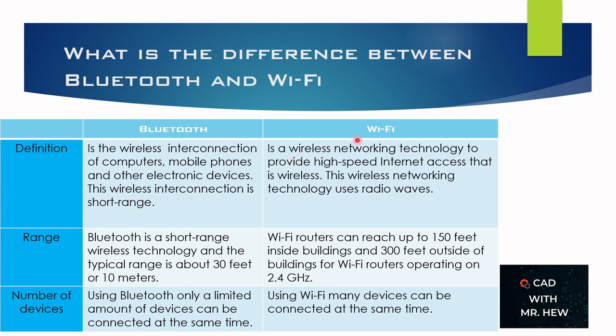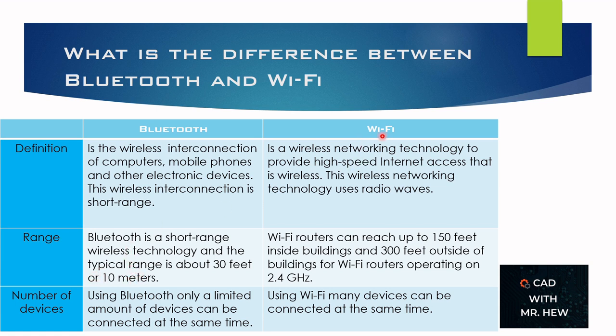Let's look at the definition for Wi-Fi. Wi-Fi is a wireless networking technology to provide high-speed internet access that is wireless. This wireless networking technology uses radio waves. Let's look at the range for the Bluetooth. Bluetooth is a short-range wireless technology and the typical range is about 30 feet or 10 meters.